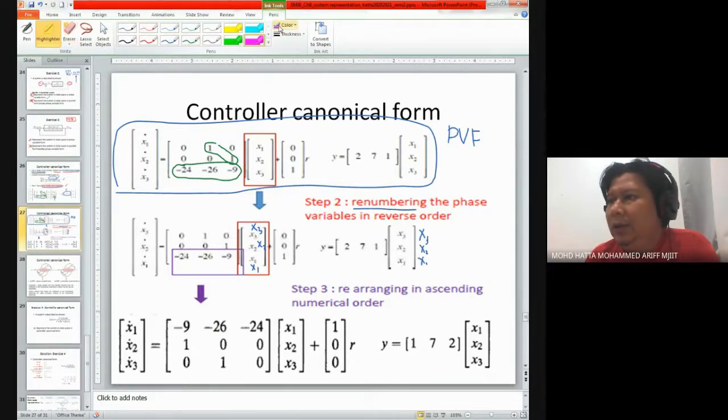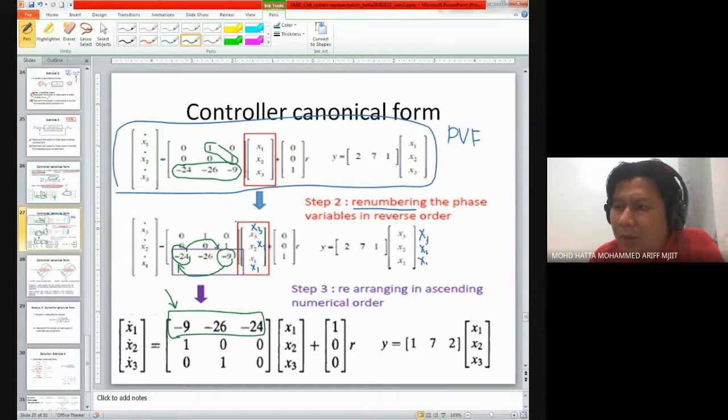Maybe I'll put it in color, green. Okay, you see here, this is the original arrangement using phase variable form. 9 over here, switch it to the left, followed by 26, and this 24, switch it to the right. Okay, we switch all the elements to become like this. Another modification that we did is that these elements are supposed to appear at the top row, the first row of matrix A.